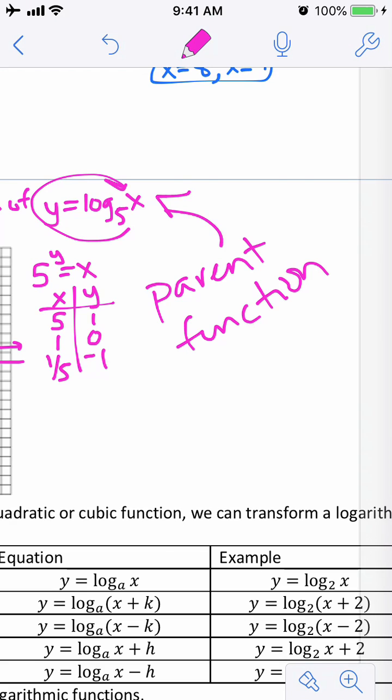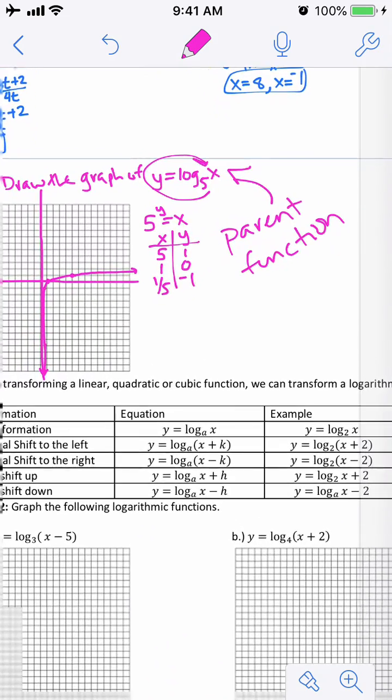So the log base 3 of x, log base 4 of x, log base 5 of x, even log base 1/2 of x, log base 1/6 of x, the base doesn't really matter. It's where the parent function just doesn't have anything on the outside. It doesn't have a coefficient and doesn't have anything happening to x. So these are our parent functions.